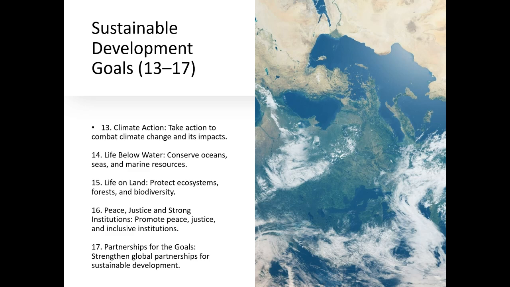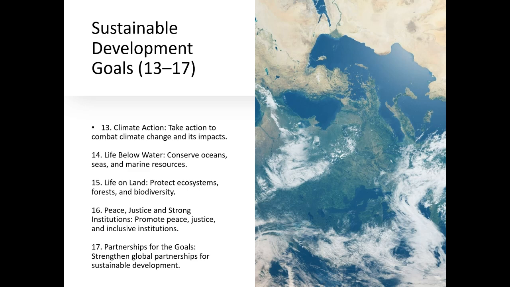Then number 16, these last from number 14 to 17 are more of the latest SDGs. So peace, justice, and strong institutions to promote peace, justice, and inclusive institutions. And number 17, partnership for goals, strengthening global partnership for sustainable development.